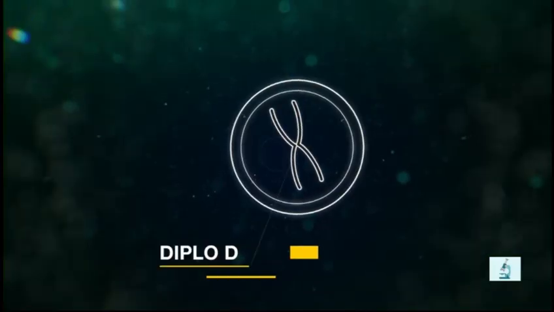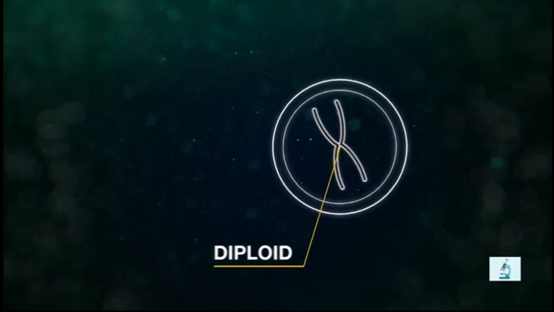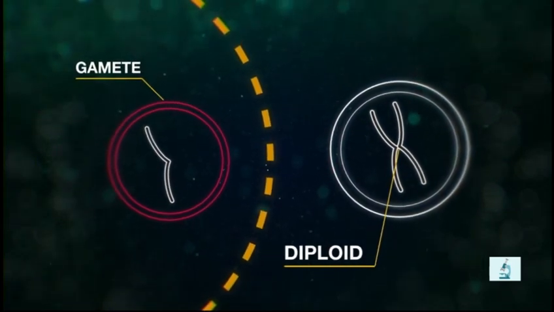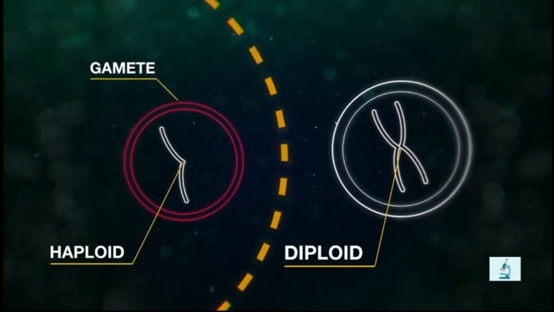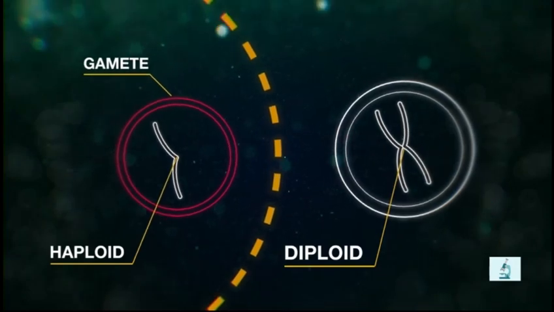Most cells are described as diploid. This means they have two sets of chromosomes, one from each parent. But gametes have just one set of chromosomes. They are described as haploid. This lies at the heart of sexual reproduction and generating variation.